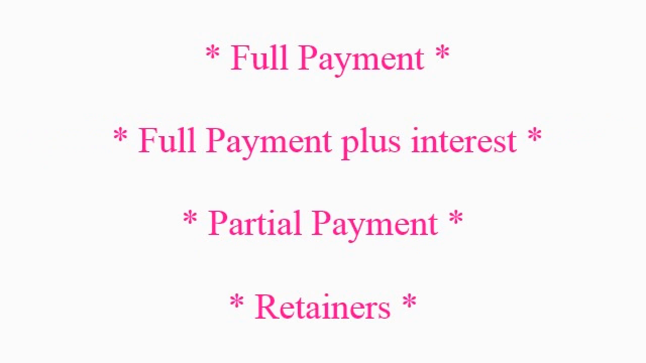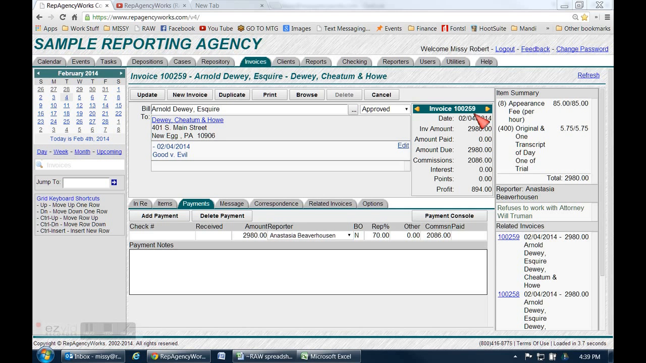There's 4 different types: full payment, payment with interest, partial payment, and those with a retainer. So the first thing we'll do is the payment in full. Go to your invoice and you'll see your invoice number here and that your amount due is right here.